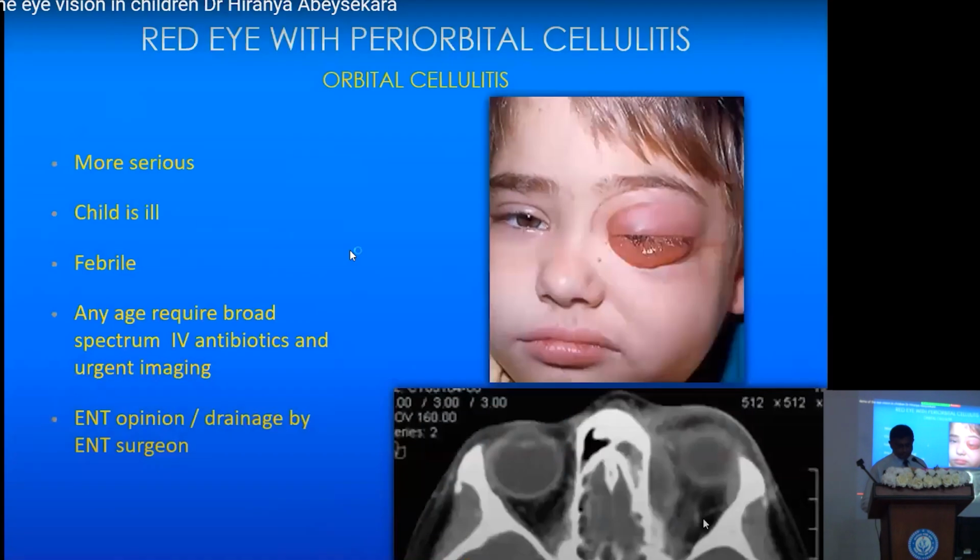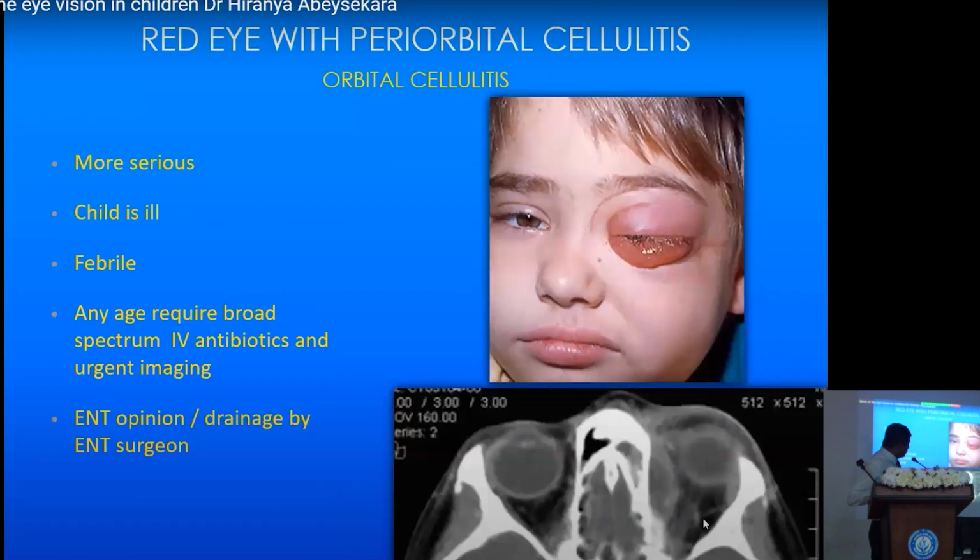But this is the extreme. Child came with preseptal cellulitis. A few days later, child develops orbital cellulitis. So you can see the abscess inside the orbit. Actually, it's not in the orbit; it's in the sinus, right? So the lamina papyracea is protruding into the orbit. Right? This is the lenticular abscess.